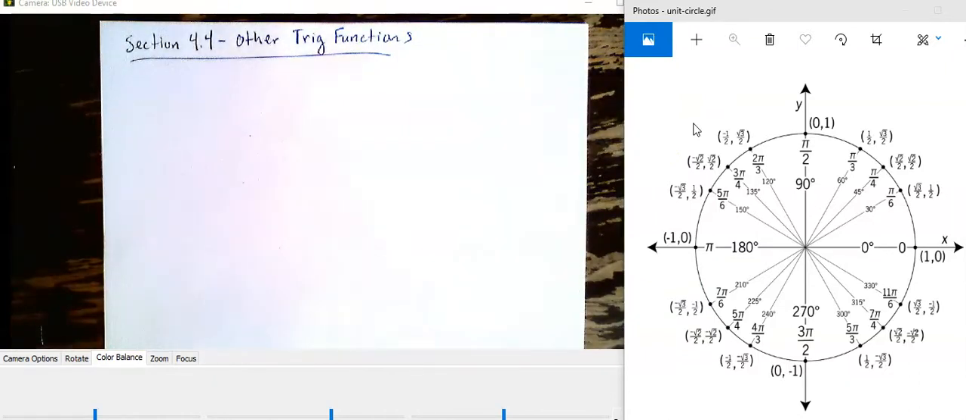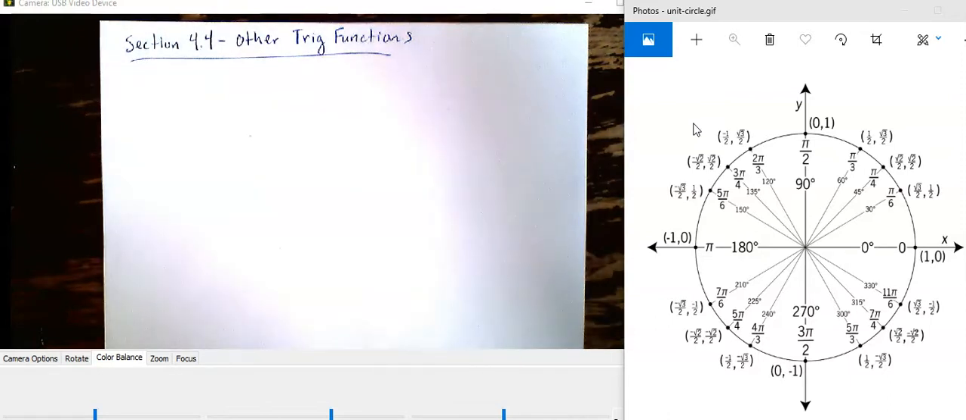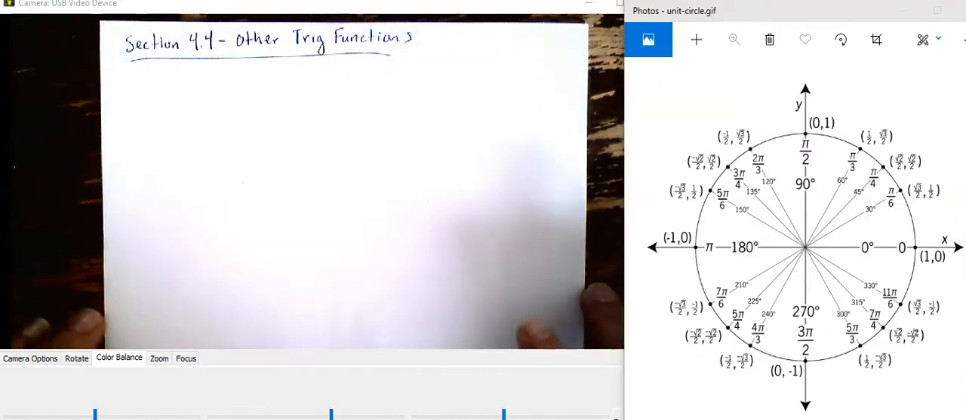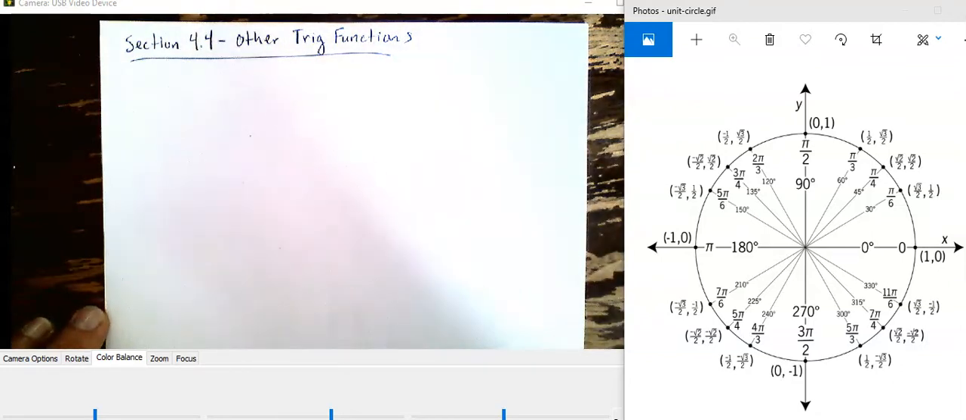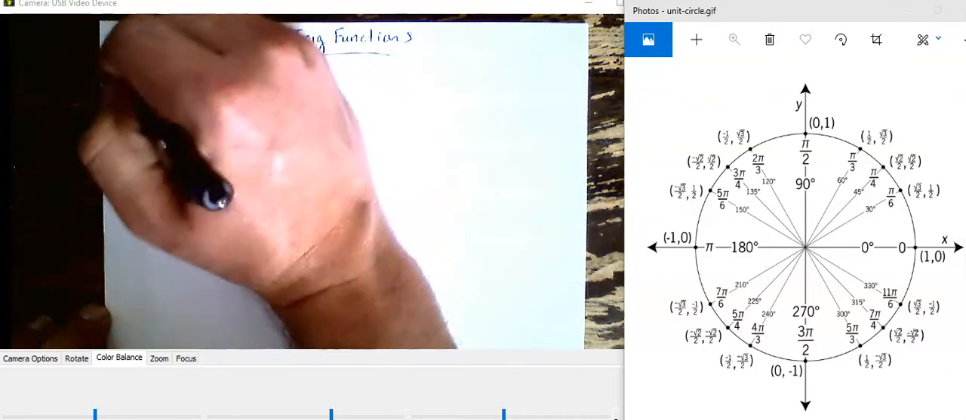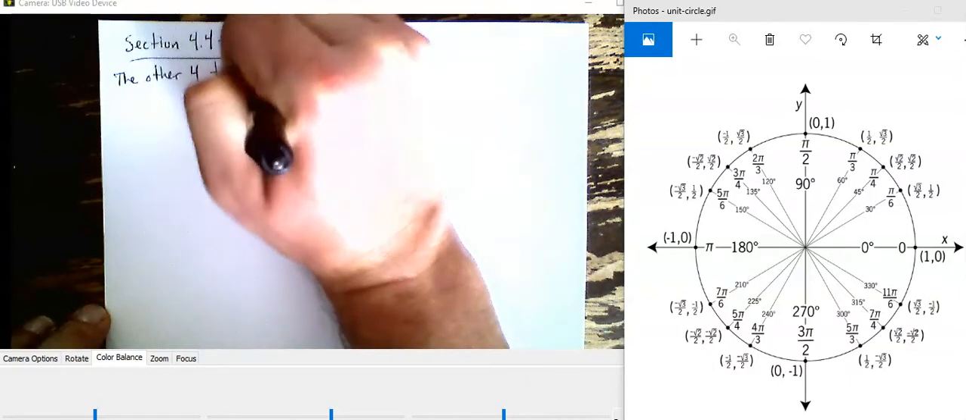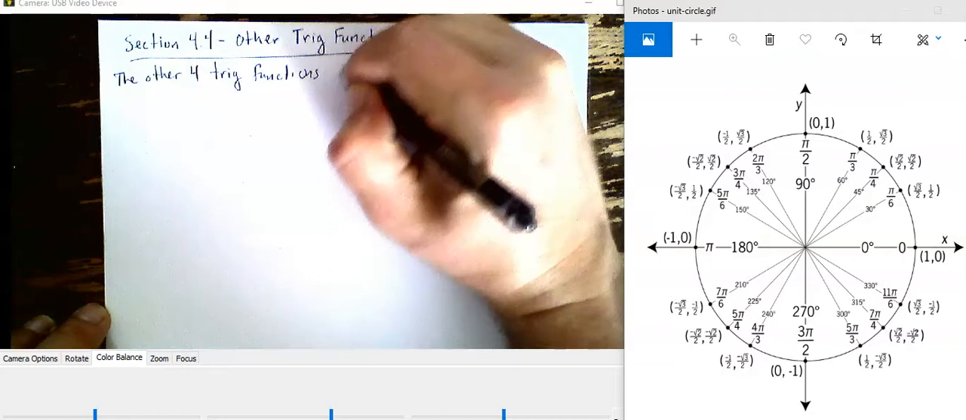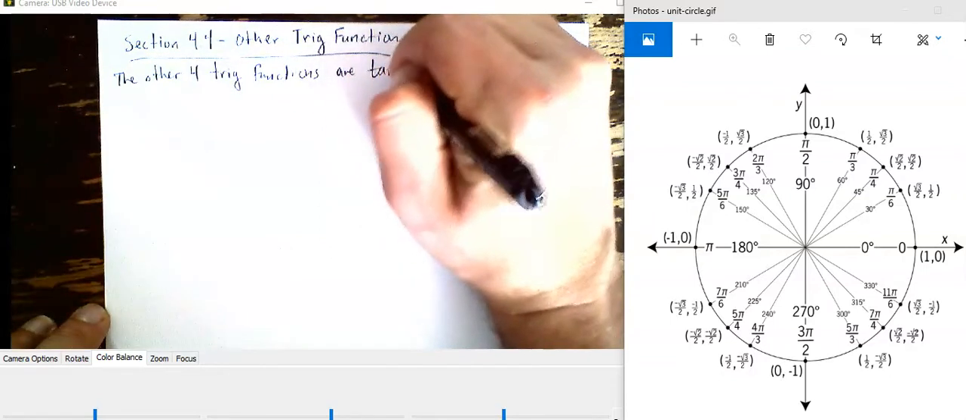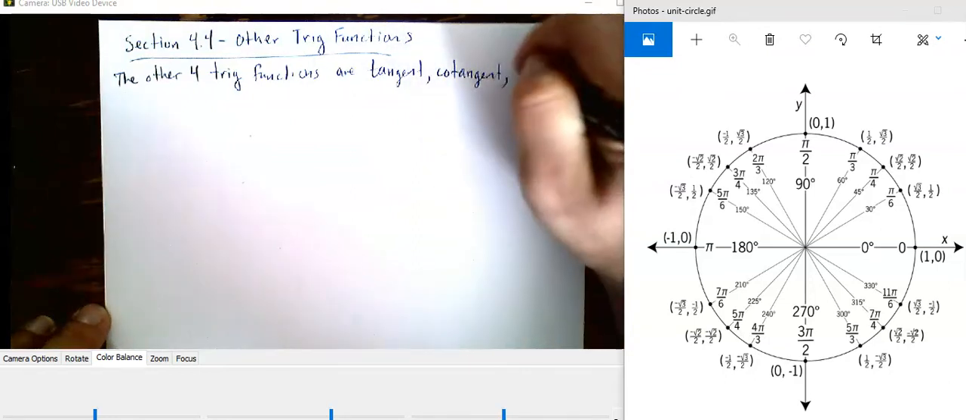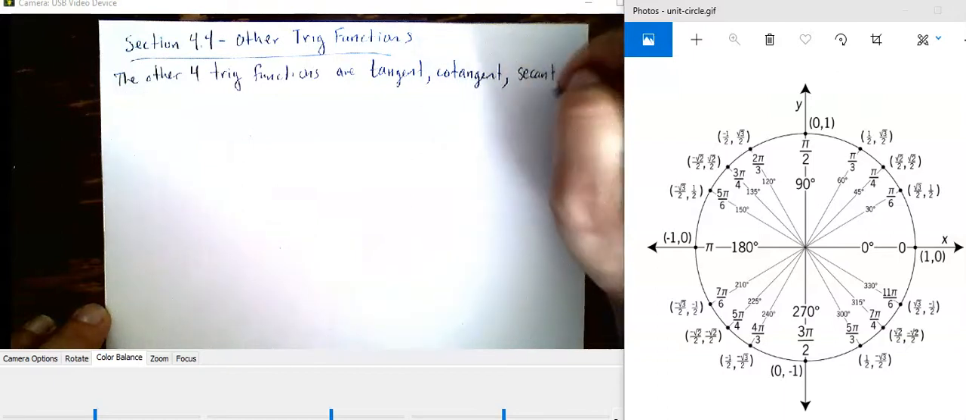So, we've talked about the sine and cosine functions, how to get those values from the unit circle, and how to graph those functions on the xy plane. Here we're going to talk about the four other trigonometric functions. They are tangent, cotangent, secant, and cosecant.